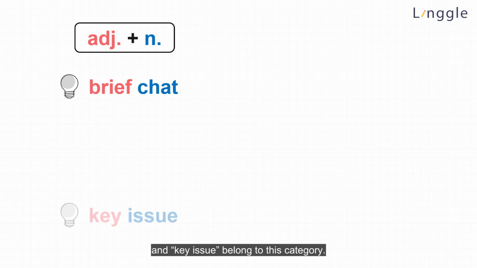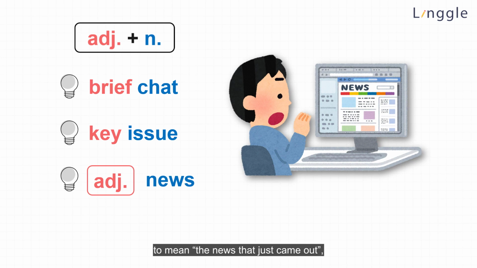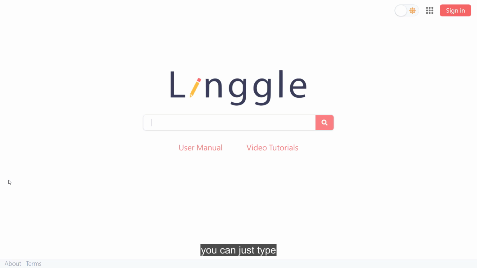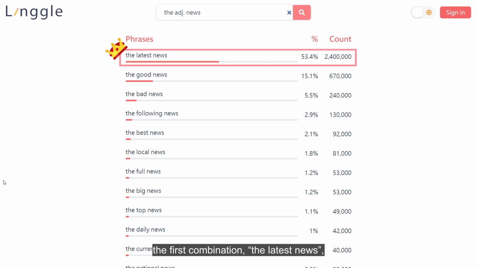First pattern is adjective plus noun. Common usages like brief chat and key issue belong to this category. For example, if you want to find an adjective to modify the word news to mean the news that just came out, you can just type "adjective news". As you can see on the screen, the first combination, the latest news, shows that the word you need is latest because it has the highest frequency.